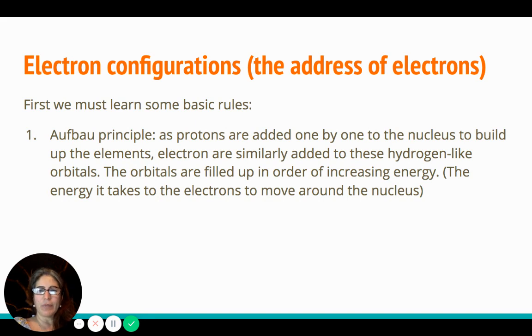Remember, as in the previous lesson when we saw fusion, the elements start growing one proton at a time. Similarly, electrons are added to these hydrogen-like orbitals, the ones that we just saw before, and the orbitals are filled up in order of increasing energy. What is this energy? What does this mean? Well, it's the energy that it takes the electrons to move around the nucleus.